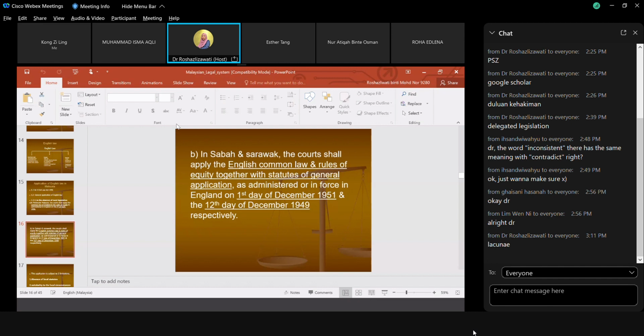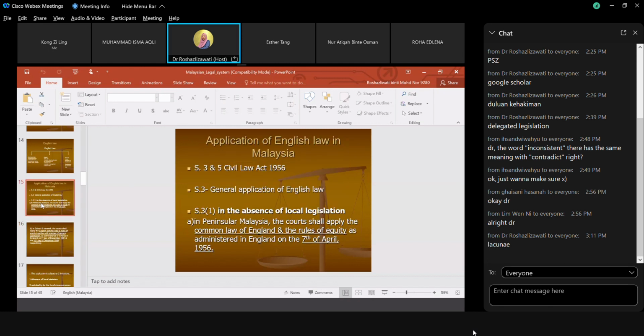1949 ni kita lihat kepada dinasti Brooke. Raja Brooke di pemerintahan Raja Brooke di Sarawak bermula 1949, dan bermulanya undang-undang diguna pakai undang-undang Inggeris at that time. And then di Sabah starting from 1st December 1951, and in Peninsular Malaysia 7 April 1956. So please remember the date and also what kind of English law been applied, because for Peninsular Malaysia and for Sabah and Sarawak ada perbezaan di situ.